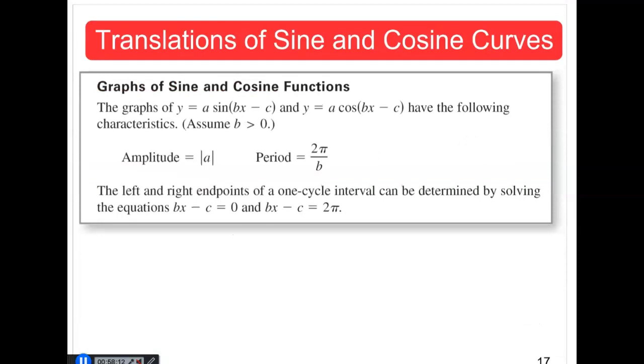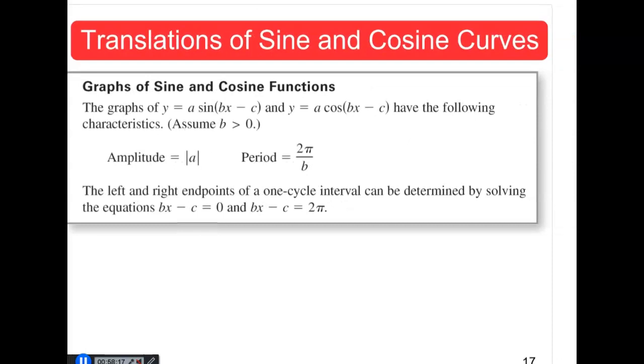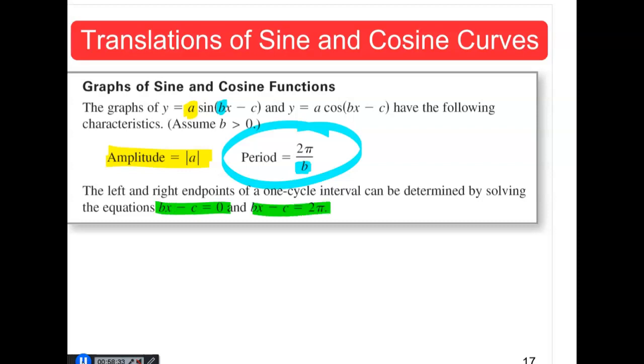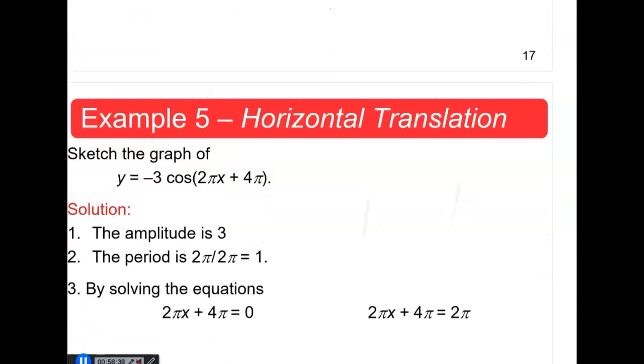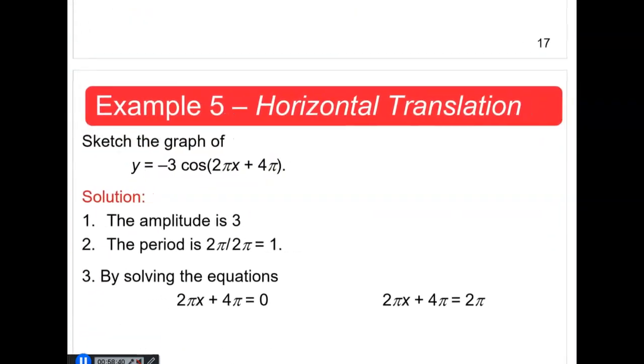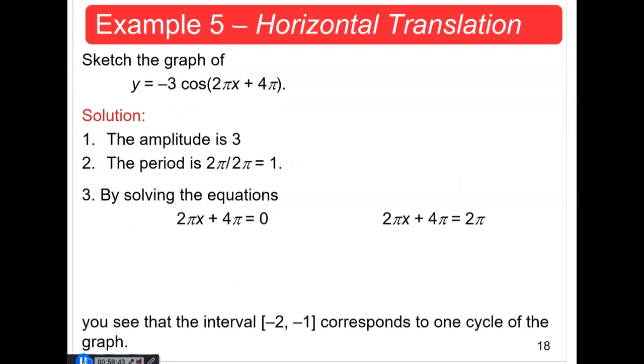So we have already covered three things. We covered the amplitude, which is given by the constant a. We already covered the period, which is given by the constant b right here. And then we also covered the phase shift, which tells us how we move to the left and to the right.